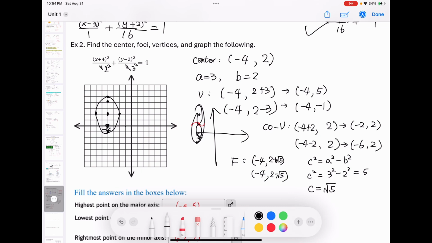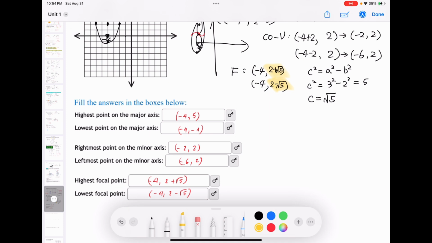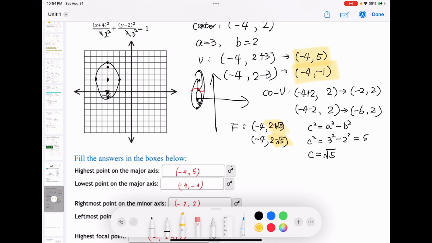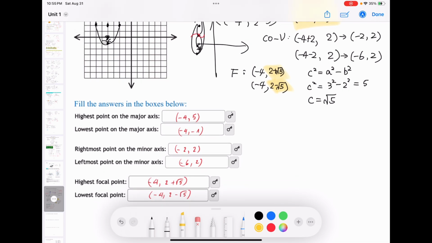I found all of the information. On your homework, maybe you have multiple choice. You don't have to graph it yourself, or if you graph, it won't be that hard. You don't have to find very tricky values like this. Maybe I give you integers. In your homework, you have to fill out the blanks. The highest point on the major axis and the lowest point on the major axis are my two vertices. Second, the rightmost point on the minor axis and the leftmost point on the minor axis are my co-vertices. The highest focal point is negative 4, comma 2 plus the square root of 5. The lowest focal point is negative 4, comma 2 minus the square root of 5.